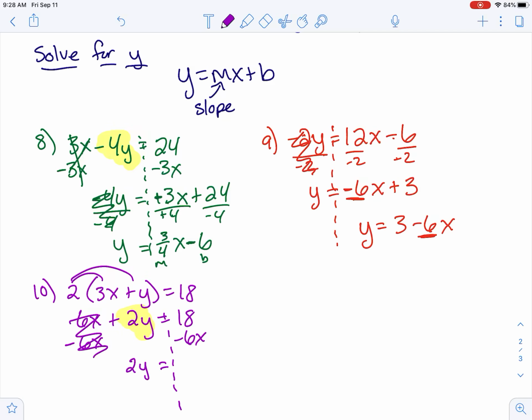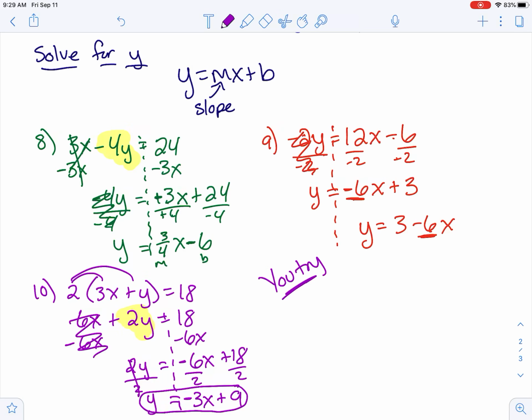So that's gone. I'm left with 2y equals, you can either do 18 minus 6x or you can write negative 6x plus 18. Either way, as long as that negative is in front of the 6. 2 times y, the opposite of that would be divide. We're going to divide each thing by 2 and simplify it. 2 divided by 2, that's gone. Becomes a 1. So y equals negative 6 divided by 2 is negative 3. Bring down your x. And then 18 divided by 2 would be plus 9. So there's your equation solved for y. Okay, I want you guys to try this next one.